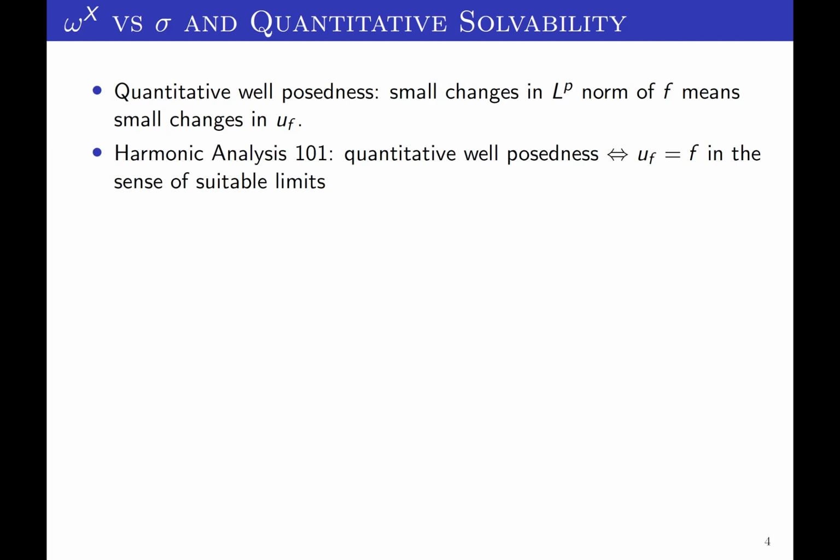It's sort of harmonic analysis 101 that if you have quantitative well-posedness, u of f is really equal to f on the boundary in the sense of suitable limits, right? This is slightly complicated because f might be defined almost everywhere as opposed to everywhere, and so on and so forth.